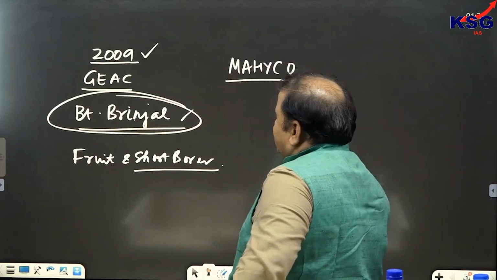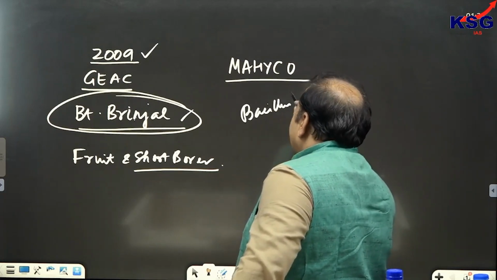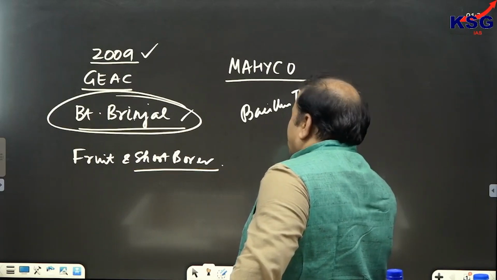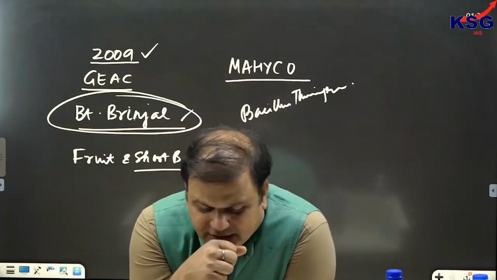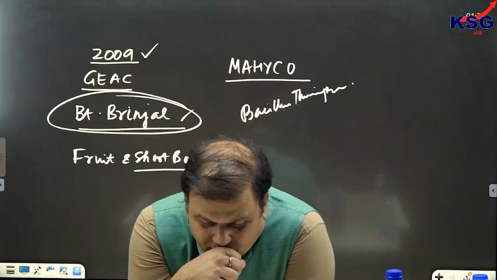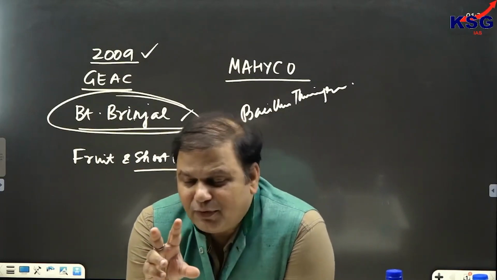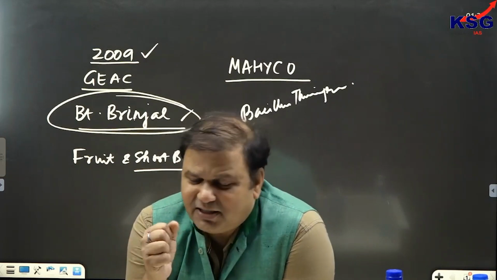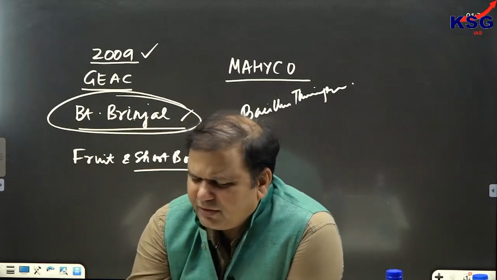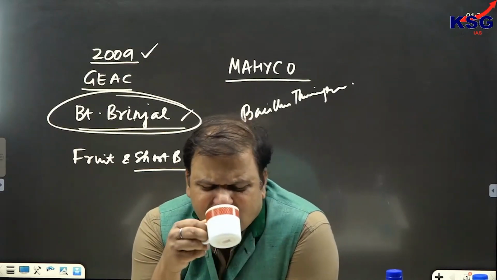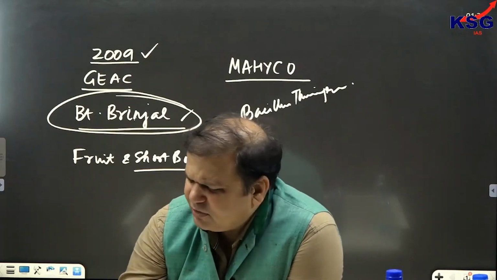And the same gene from the same bacterium was taken, Bacillus thuringiensis, for making this transgenic variety. And what happened was that when the same gene from the same bacterium was taken, and this was approved by the GEAC, the problem was that a number of organizations were against the cultivation of BT brinjal.